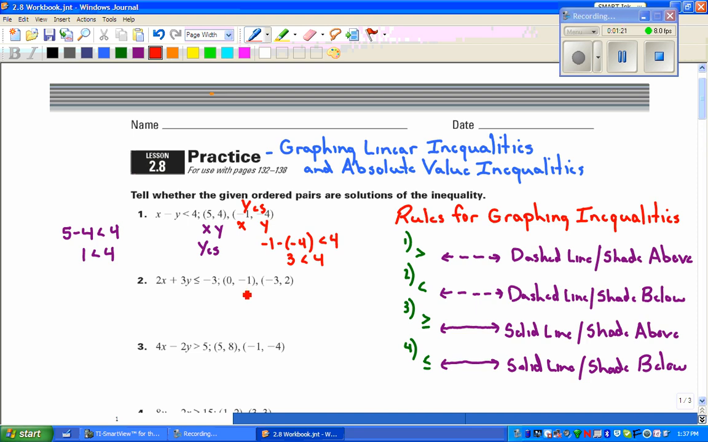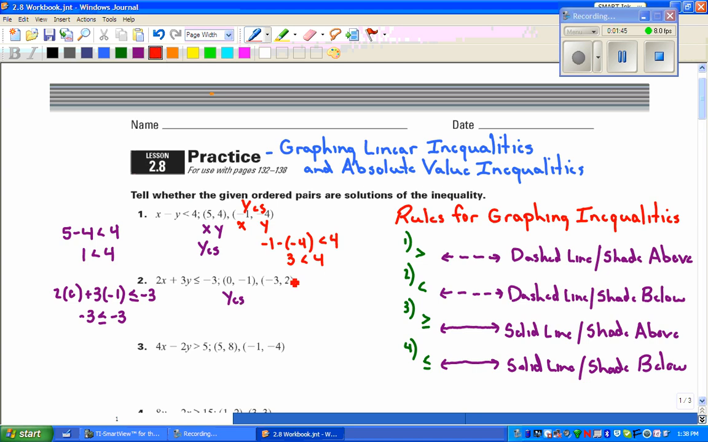Okay? Let's try this one down here. I'm going to go ahead and, in purple again, substitute 0 in. So I have 2 times 0 plus 3 times negative 1, and I'm going to hope that that's less than or equal to negative 3. You're going to get 0 and negative 3, so negative 3 is less than or equal to negative 3. Yes, this right here is going to be a solution.